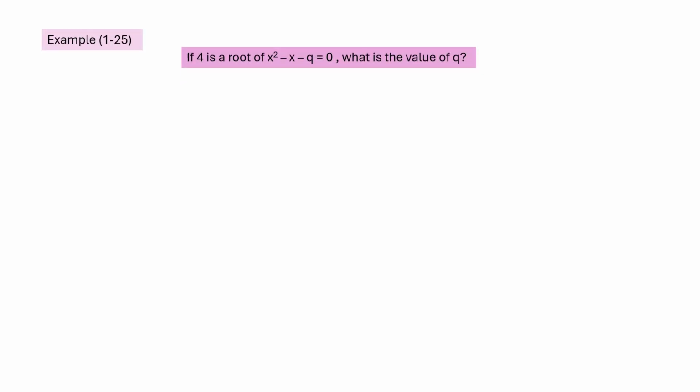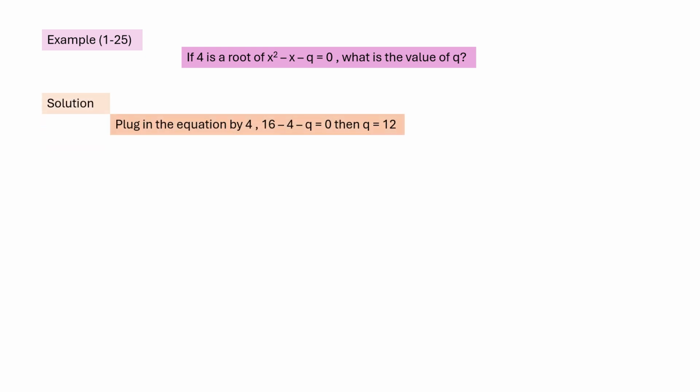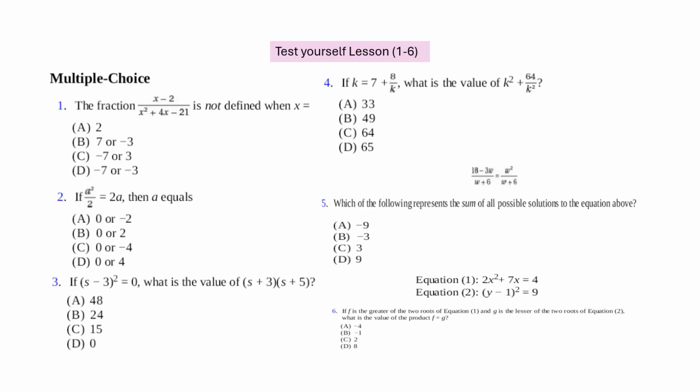Example 125. If 4 is a root of x squared minus x minus q, what is the value of q? Root means when you plug in 4, the answer gives 0. So just plug in 4. So it will be 16 minus 4 minus q equals 0, then q equals 12.